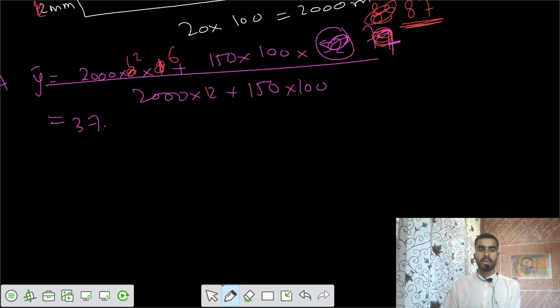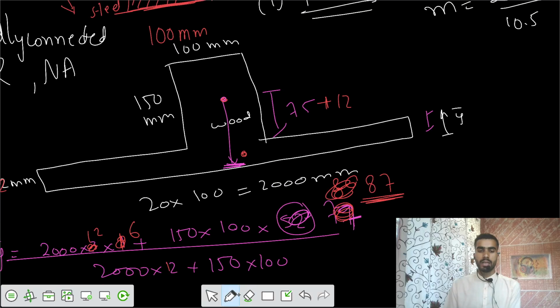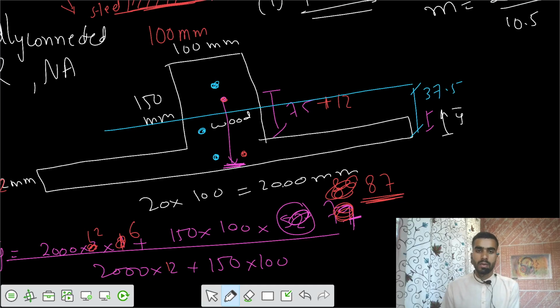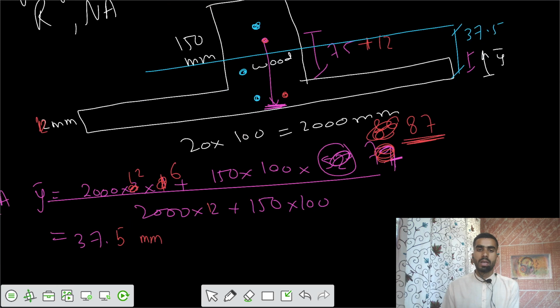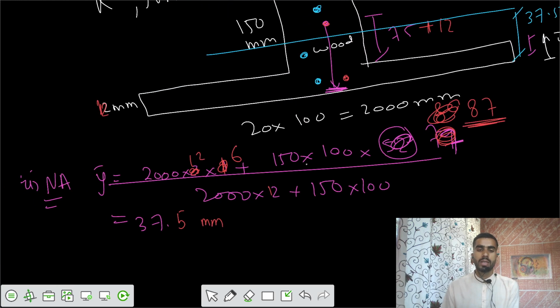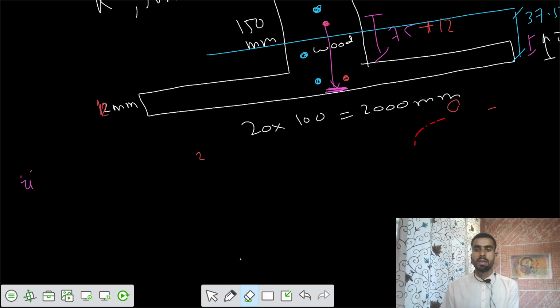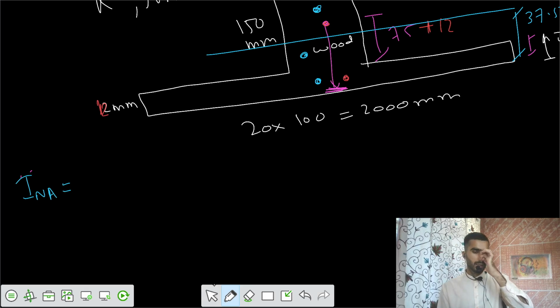So you got the value of centroid at 37.5 mm. So let's say that the centroid is at 37.5. 37.5 is somewhere here. So centroid of first one, centroid of second one, centroid of third one. So we need to calculate those different values of those centroids. Accordingly, we can calculate now third step, that's called as INA. We need to say third step is that calculation of second moment of area about neutral axis.